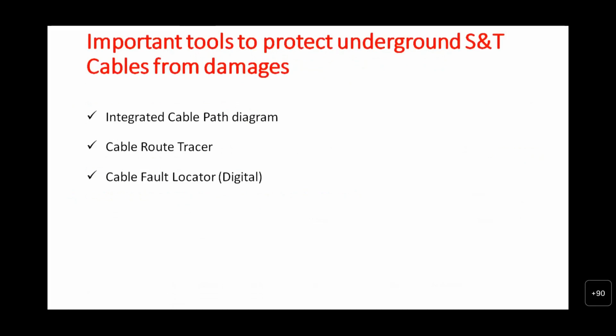The best practice is to have an upgraded integrated cable path diagram, and one should regularly check the cable route. The tracer and method of checking should be known to the last front end user, and a digital cable fault locator also, one should have it in the division.